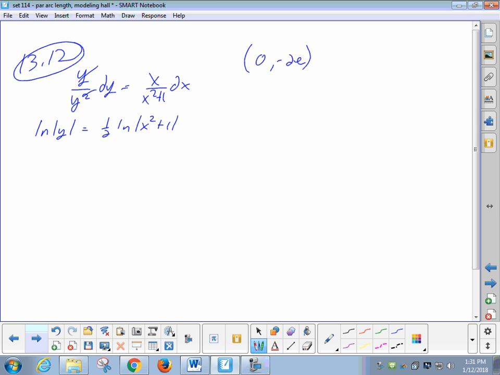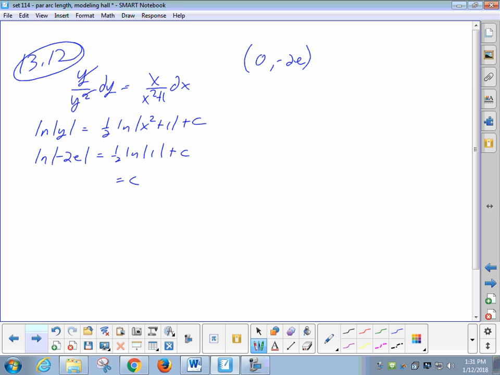Could I leave that absolute value off that? Yeah, it's positive, so it's fine. Okay, let's see, yes, thank you, that's crucial. Do we use the initial condition now or use it later? Now. If I use it now, I get the natural log of the absolute value of negative 2e equals 1/2 log of 1 plus c.